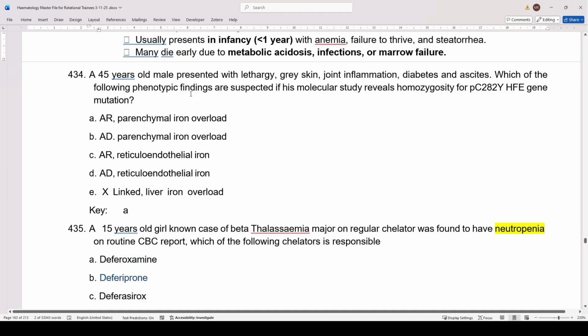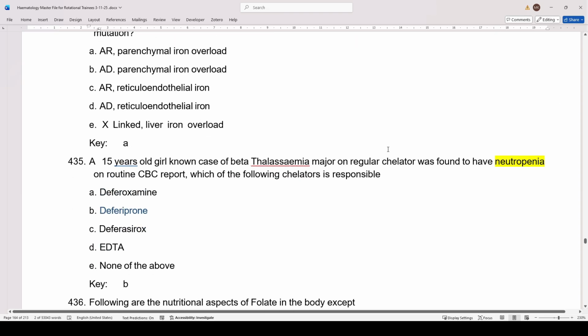Next is a 45 years old male presented with lethargy, gray skin, joint inflammation, diabetes, and ascites. So when it is gray skin, diabetes, ascites, lethargy, which of the following phenotypic findings are suspected, in this molecular study that reveals homozygosity for C282Y in the HFE gene? Whenever there is a mutation in this gene, it is a scenario for hemochromatosis. So the option is A, it is autosomal recessive, and in this case there is parenchymal iron overload.